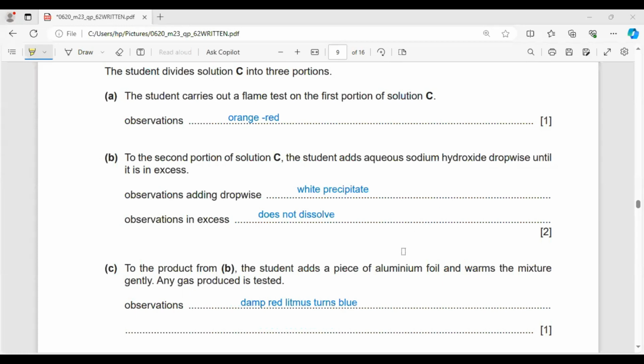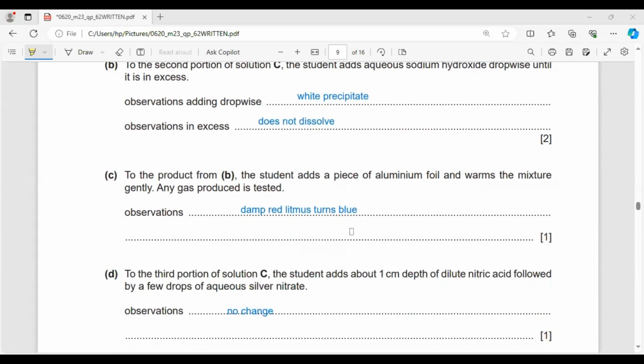To the second portion of solution C, the student adds aqueous sodium hydroxide dropwise until it is in excess. So, the observation after adding aqueous sodium hydroxide will be a white precipitate in the case of calcium, and when excess sodium hydroxide is added, the precipitate does not dissolve.